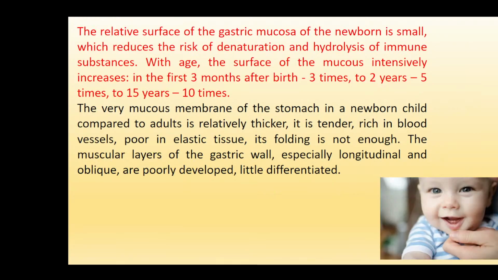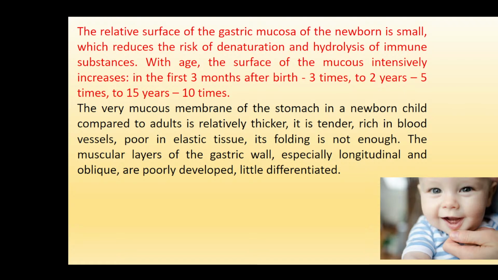The relative surface of gastric mucus of a newborn is small, which reduces the risk of denaturation and hydrolysis of immune substances. With age, the surface of mucus increases intensively: in 3 months after birth, it increases 3 times; by 5 years old, 5 times; and by 15 years old, 10 times. This is just the surface of mucus in the stomach.